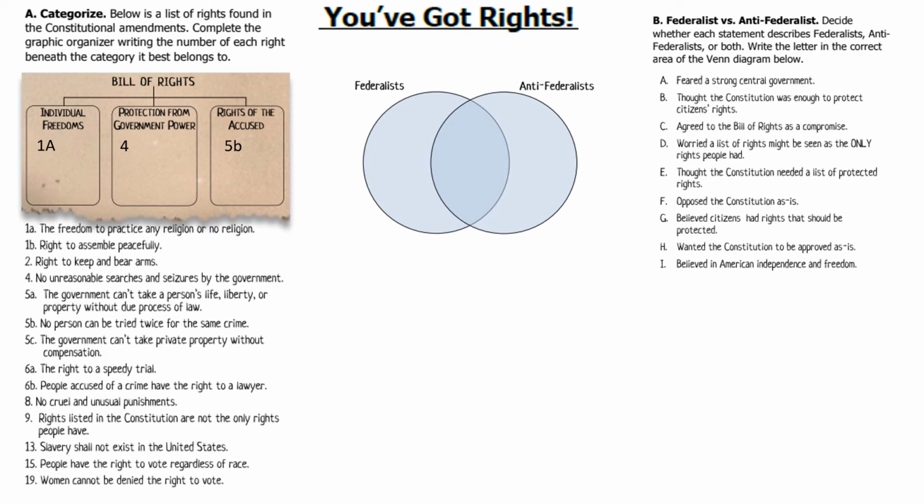Let's start with A, feared a strong central government. So we can always think of the strong central government as a federal government. So Federalists would probably support it, which would mean that Anti-Federalists would oppose it.